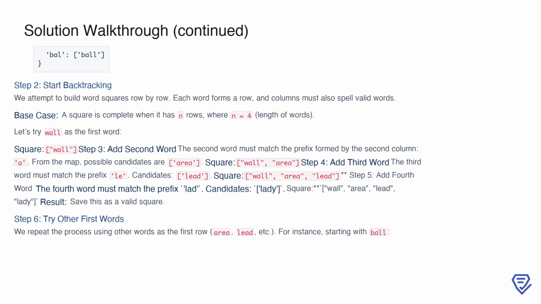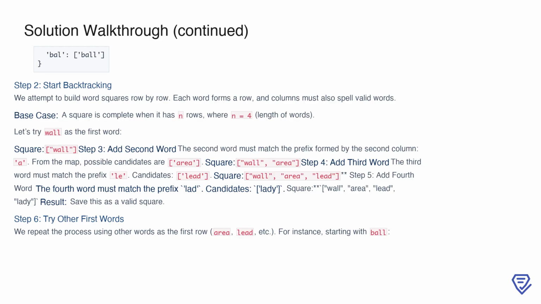With the prefix map ready, we move on to building the word squares using a backtracking approach. The idea is to construct the square row by row, ensuring that the columns also form valid words. A square is considered complete when it has as many rows as the length of the input words, which in this case is 4. We start by choosing a word, such as wall, as the first row. Then, for the second row, we need a word that matches the prefix formed by the second column, which is a. Using the prefix map, we find area as a candidate, extending our square to wall, area.